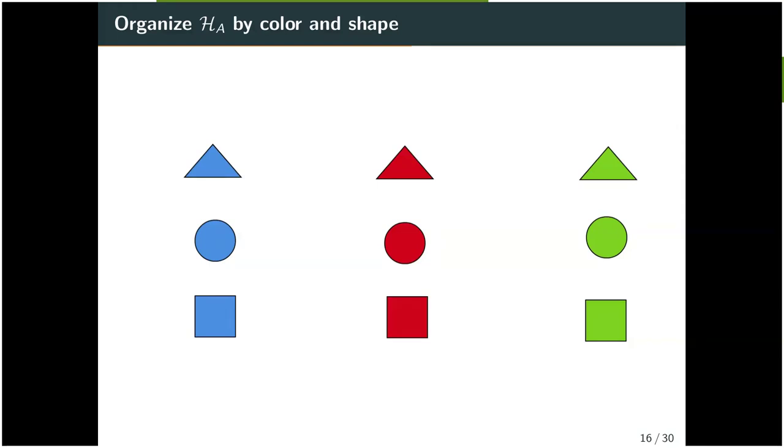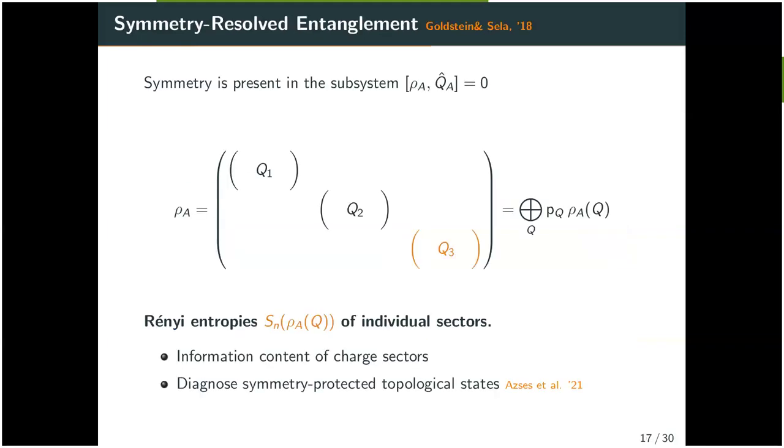How do you structure this Hilbert space? And now we're going to ask, can we structure Hilbert spaces in a mathematical way? And yes, of course we can. So suppose we have a symmetry operator on the subregion, which commutes with the density matrix. What this implies is that the density matrix is going to fall into a block diagonal form. That's just linear algebra. And each of these blocks corresponds to one eigenvalue of this charge operator. What you want to know is the information content in one of these individual charge sectors, and the way to compute this is to compute the Rényi entropy of one of these blocks. I'm going to call this rho A of Q.